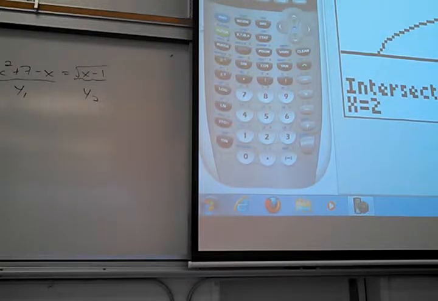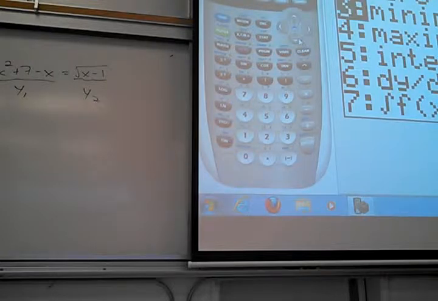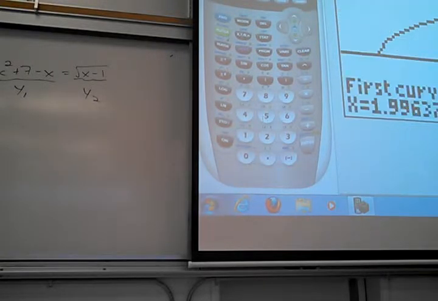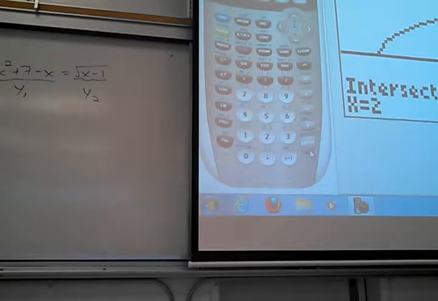Now, the shortcut for finding the intersection is you hit second calc intersect. You can just hit the number 5 too. Put your cursor right on the answer and just hit enter, enter, enter, because it bounces itself to the second curve. So you just put it right on the answer, enter, enter, enter. There you go. All right?